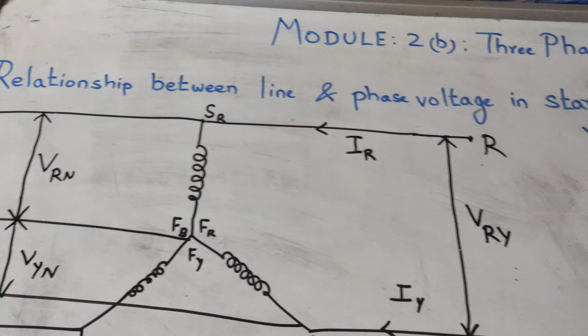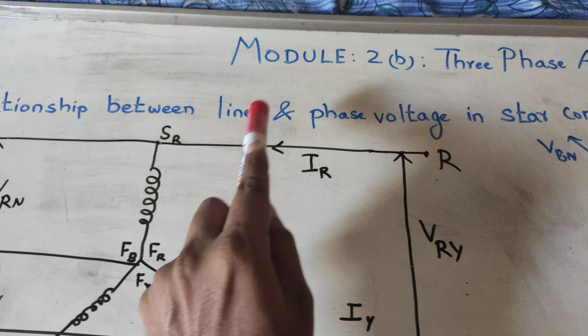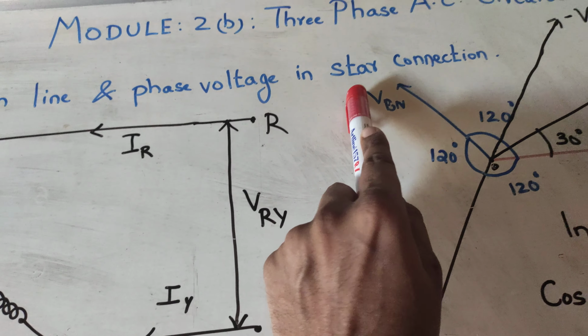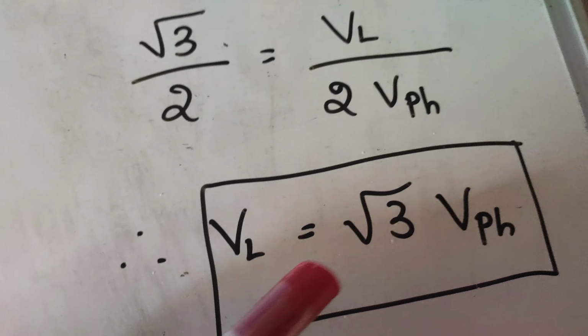Therefore, the relationship between line and phase voltage in the star connection is line voltage is root 3 times phase voltage.